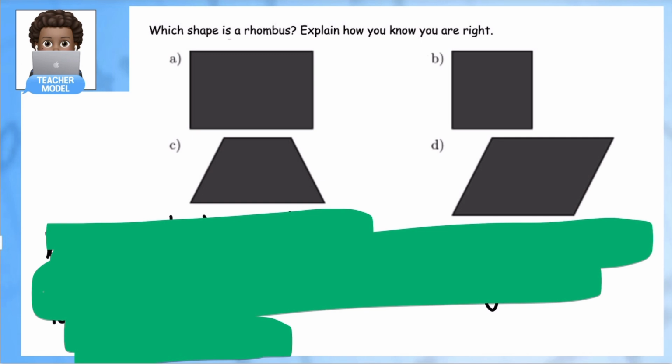Right, here's our second model. Which shape is a rhombus? Explain how you know that you're right. So when I think of the word rhombus, remember we said 4 equal sides. And if you don't remember, you can always go back to your notes. So that's what we're looking for. Are there 4 equal sides?